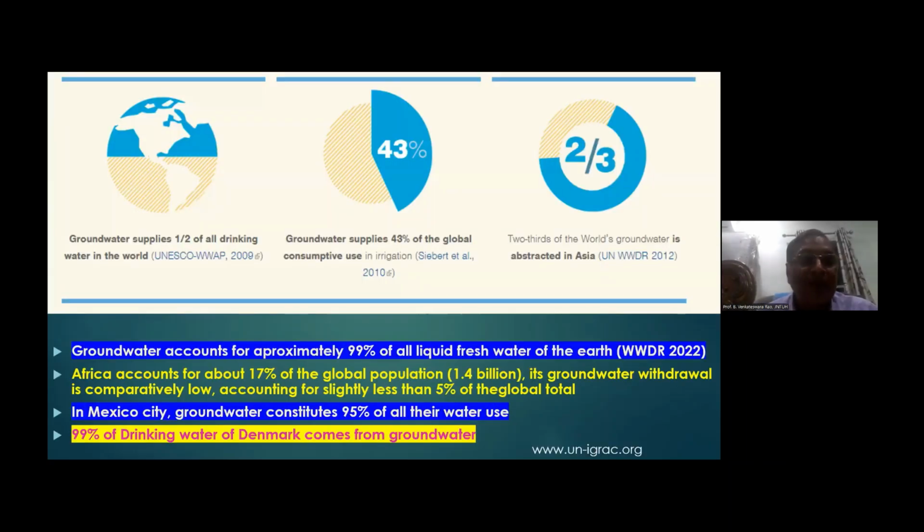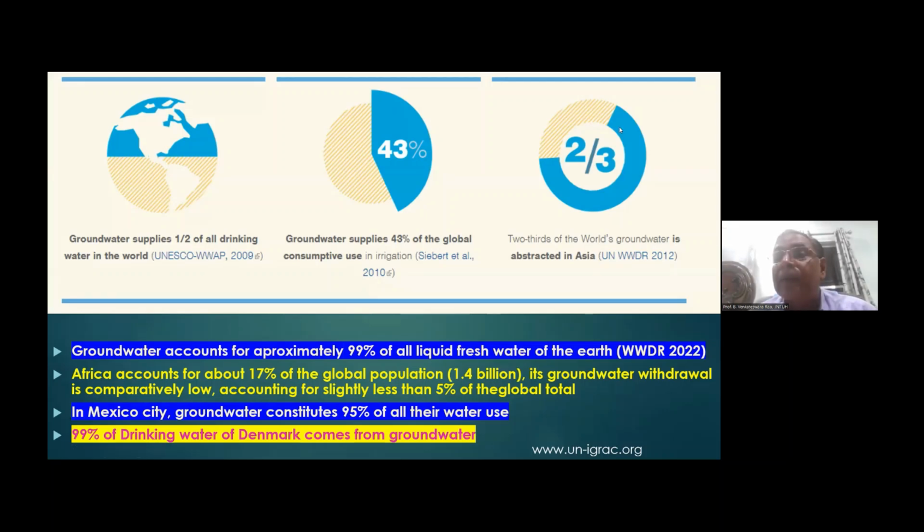So this is, you can see the global level. Groundwater supplies almost 1/2 of all drinking water in the world. Almost 50% of what we drink is from groundwater resources. And then groundwater supplies around 43% of the global consumptive use. That means when you are doing agriculture, most of it goes in the consumptive use water.